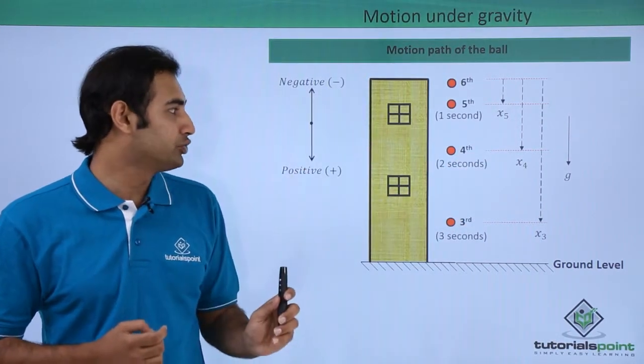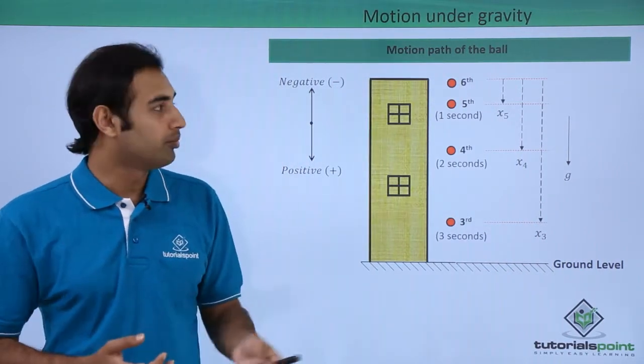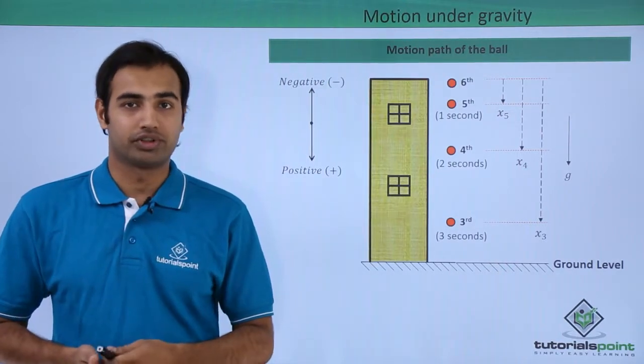The sign convention we choose for this problem is downwards positive and upwards negative. Why am I choosing this? Because most of the motion is happening downwards. So it will be easier for me to deal with positive quantities.